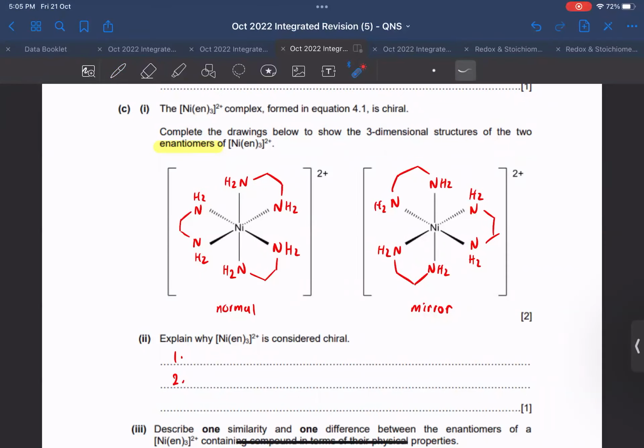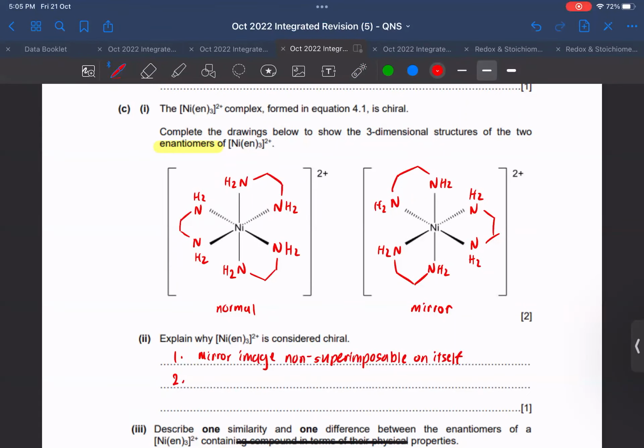Let me just explain briefly why it is chiral. It doesn't look chiral at all, based on your own knowledge of chirality. But because they are all existing across different planes, you can see this different plane already, this one also a different plane. Because they're all existing in different planes, it does allow for some sort of chirality. So the first answer over here is you must tell me the mirror image is actually non-superimposable on the normal image, or you can say non-superimposable on itself. That is the fundamental idea behind enantiomerism.